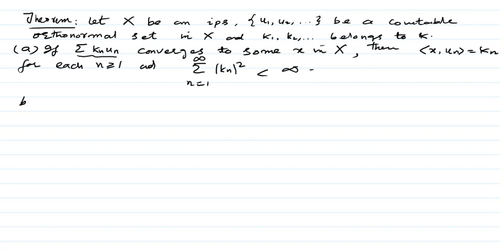And conversely, the converse is also true: if this series is square summable, then the series Kn Un will converge in X. That's the converse part, that's called the Riesz-Fischer theorem. That is the second part, the Riesz-Fischer theorem.